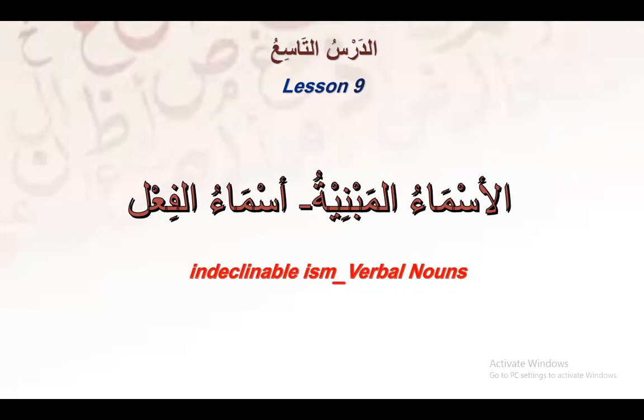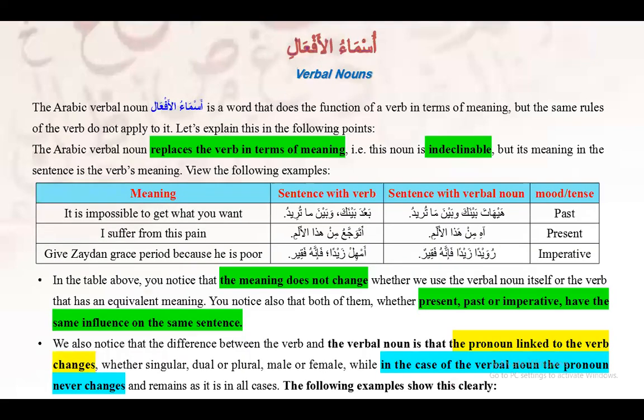This lesson will be about أسماء الفعل. أسماء الفعل is the verbal nouns and it's one of the indeclinable nouns, الأسماء المبنية. The verbal noun is a word that does the function of the verb in terms of meaning, but the same rules of the verb don't apply to it.